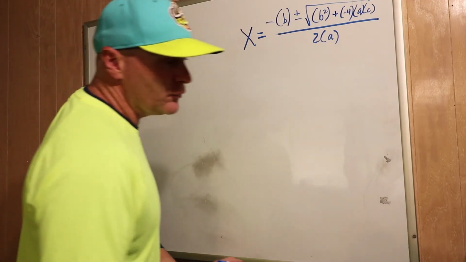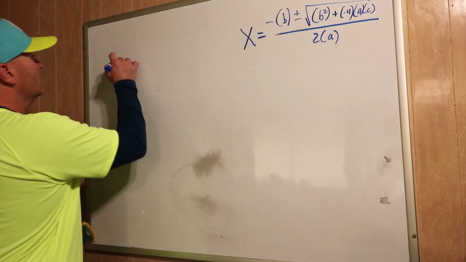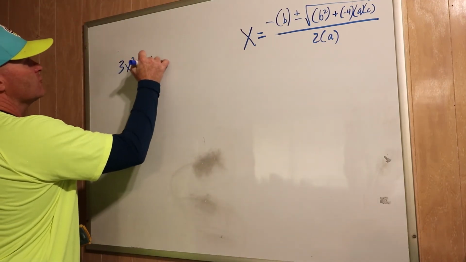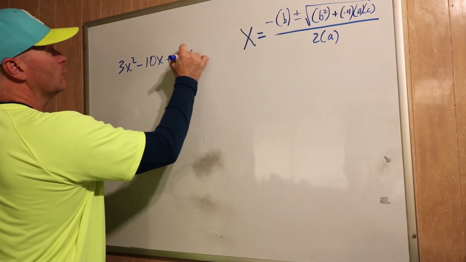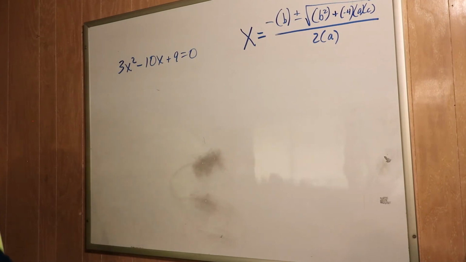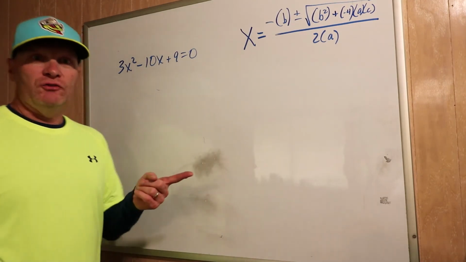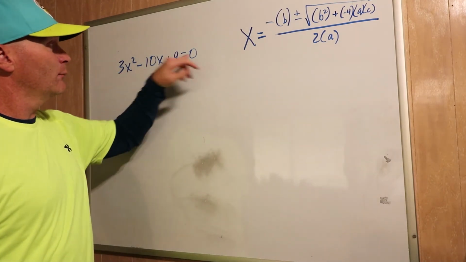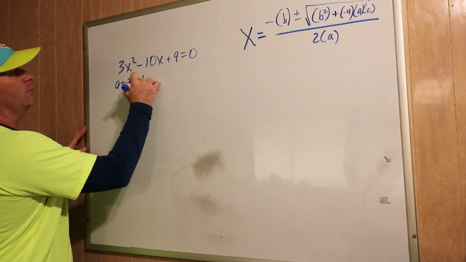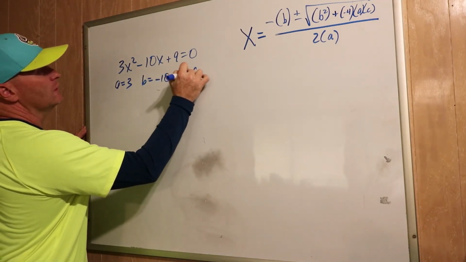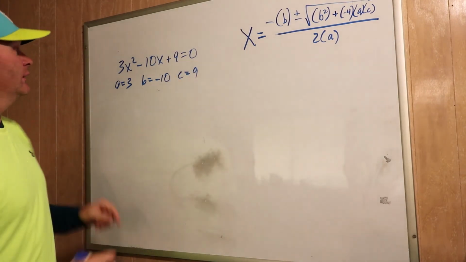All right, let's try this one. 3x squared minus 10x plus 9 equals 0. Okay, step 1, make sure it's in standard form. X squared, x, numbers equals 0. Good there. Find A, B, and C. And then we're going to fill in the big equation.